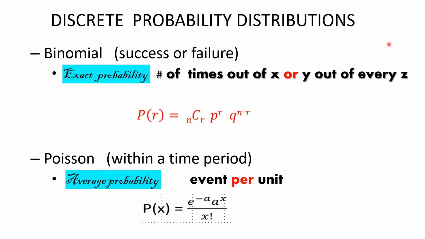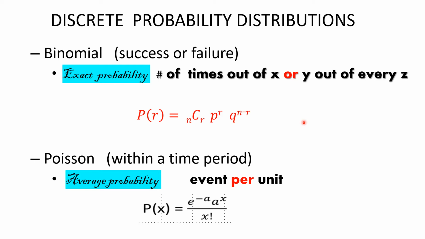So let's get started. Binomial usually talks about successes and failures. In an exam, you are looking for an exact probability. For example, it happens 2 times out of 5, that's 40%, that's exact. Or 1 out of every 10, that's 10%, 0.1. The formula for binomial is this one. We'll get into detail a little bit later about the formula.